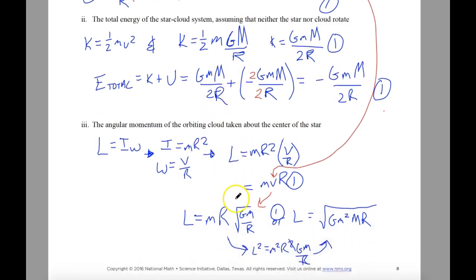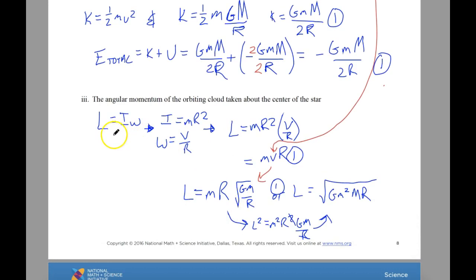The angular momentum is, remember, the moment of inertia of the system times the angular speed. For I, we get (2/5) m r squared, because it is a sphere. And then omega is equal to v over r. That's because we know that v is equal to omega times r.